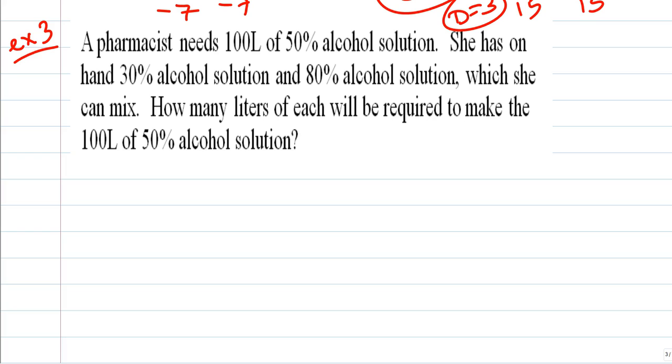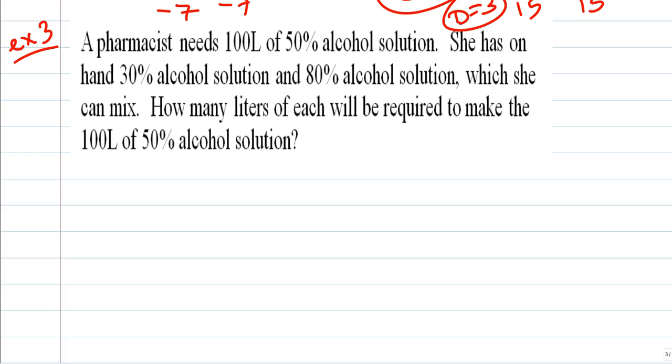A pharmacist needs 100 liters of 50% alcohol solution. She currently has 30% and 80% solutions. This doesn't work, right? But she can mix them. How many liters of each would be required to make 100 liters of 50%? Okay.